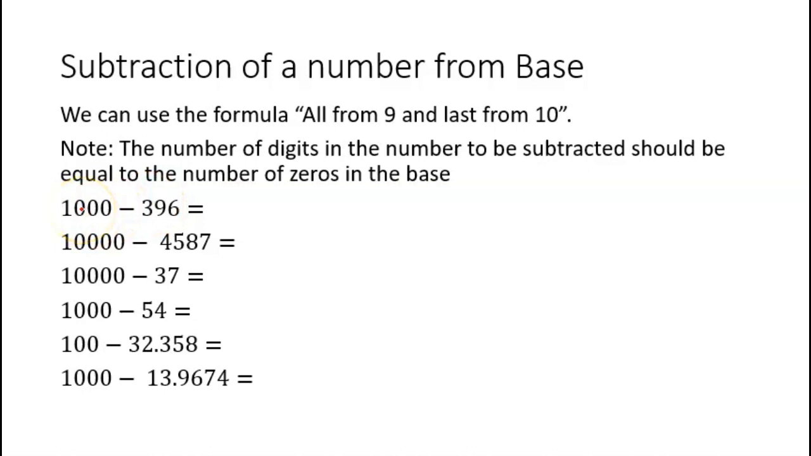And if you are following the videos from the beginning, you might be aware that in this kind of problem we just have to use the formula all from 9 and last from 10. So suppose we have to subtract 396 from 1000. We subtract the last digit from 10, so I will get 4. 10 minus 6 is 4, and all the remaining digits from 9. So 9 minus 9 is equal to 0, and 9 minus 3 is equal to 6. So the answer for this problem is 604.